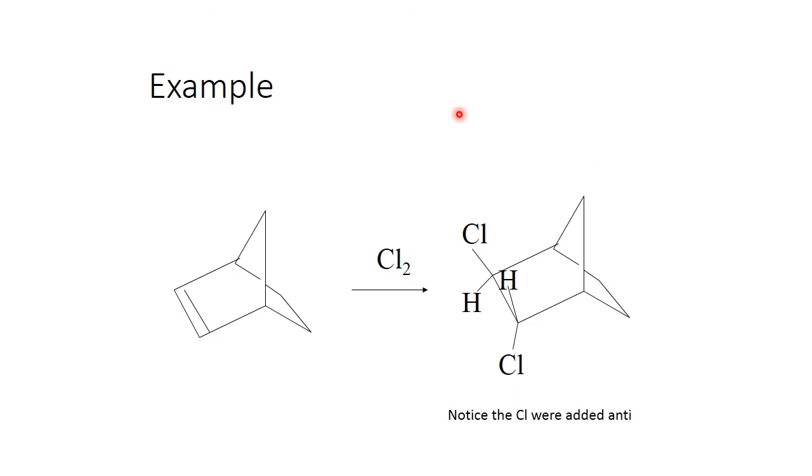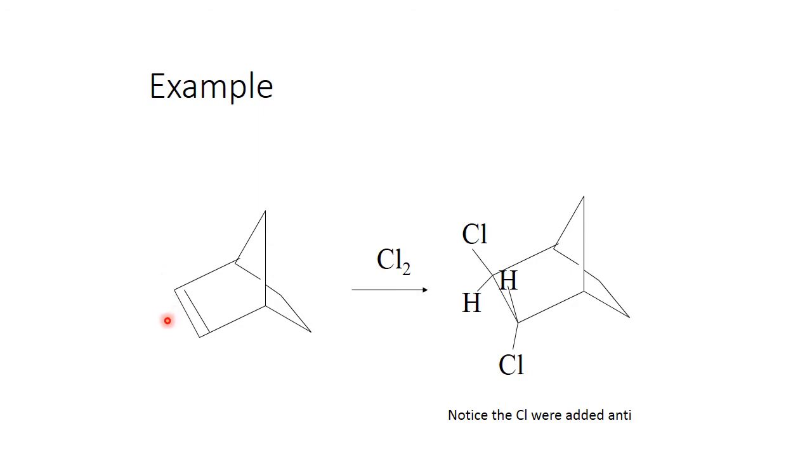Now, if we want to see how anti-addition occurs, we can take a molecule in which one side of the double bond is different. Do you see how it's different on this side? It's got this part of a one-membered bridge on one side, and on the other side of the double bond, you've got a two-membered bridge. So if I have something coming underneath, it would be different from something coming on top.